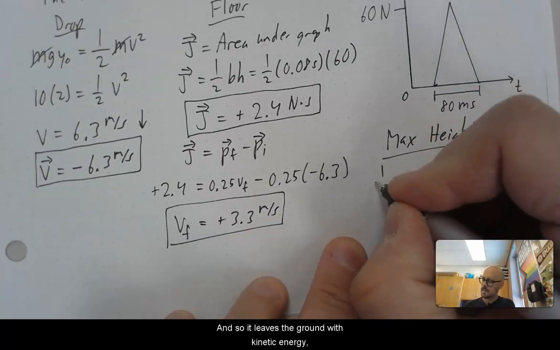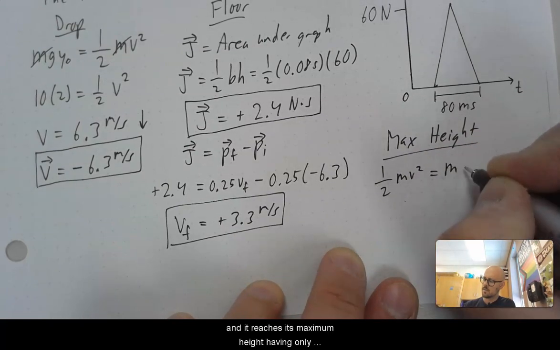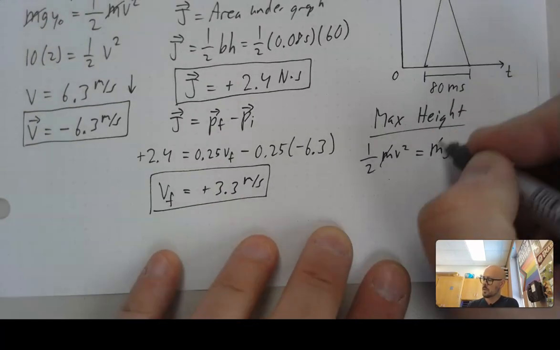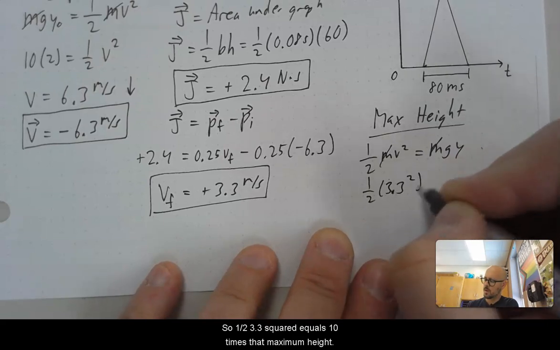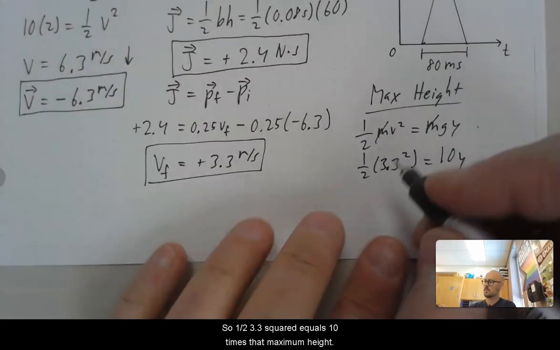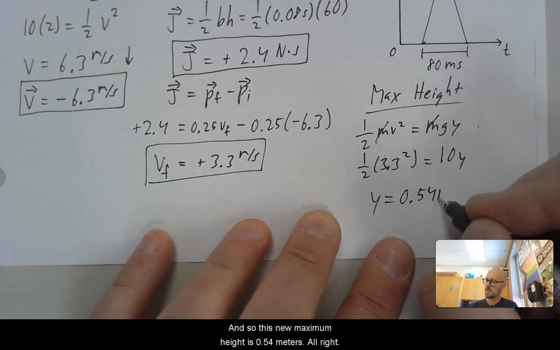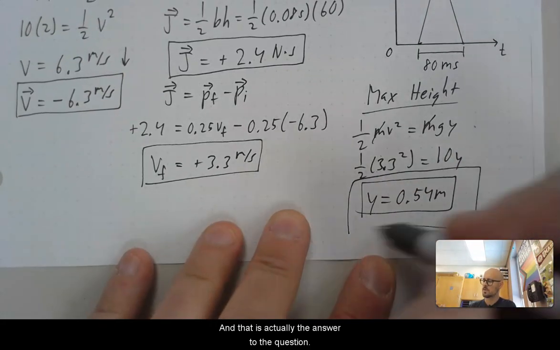Okay. And so it leaves the ground with kinetic energy, and it reaches its maximum height having only gravitational energy. So 1/2 times 3.3 squared equals 10 times that maximum height. And so this new maximum height is 0.54 meters. All right, and that is actually the answer to the question.